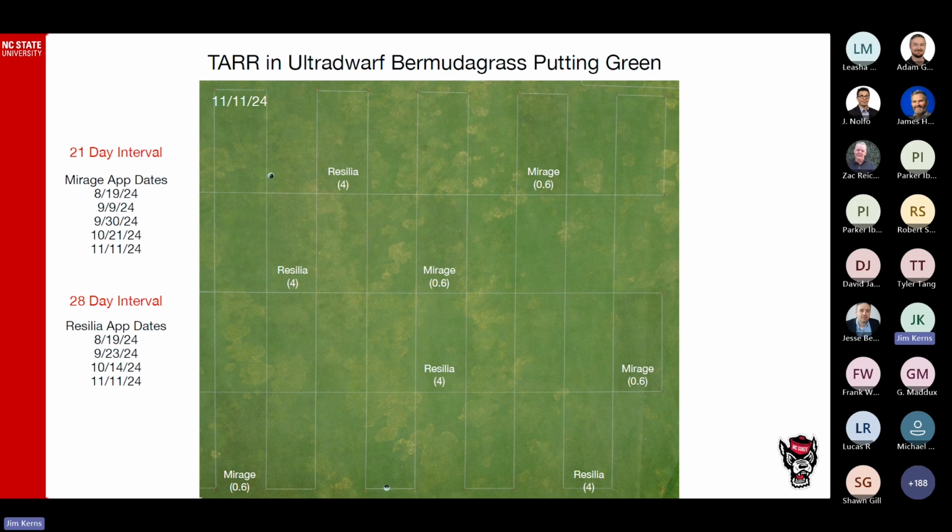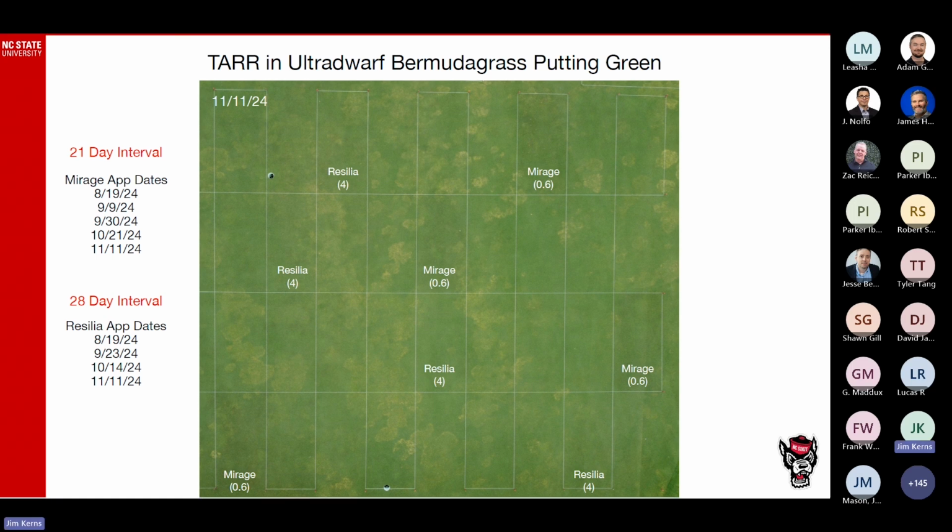Resillia has kind of become a very good standard for take-all root rot control. We had really good control with Resillia with 4 monthly apps, and then the low rate of Mirage at 0.6. So you can insert the Mirage in between those dates, and that would give us, I think, control of everything we see on ultra dwarf Bermuda grass putting greens, with the exception that we may need to add in a Segway or Serrata for Pythium root rot when those conditions develop.